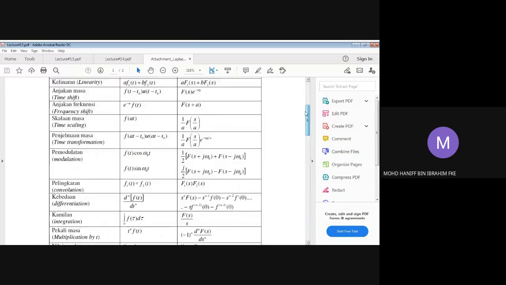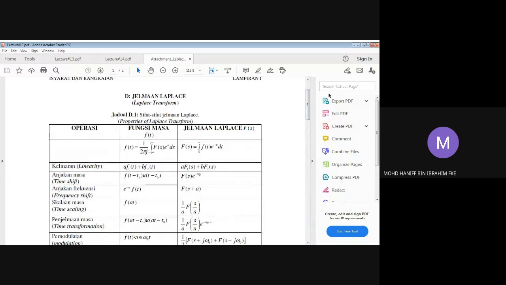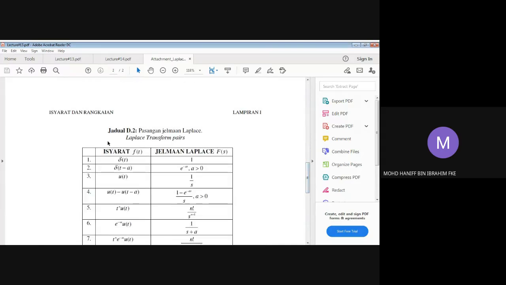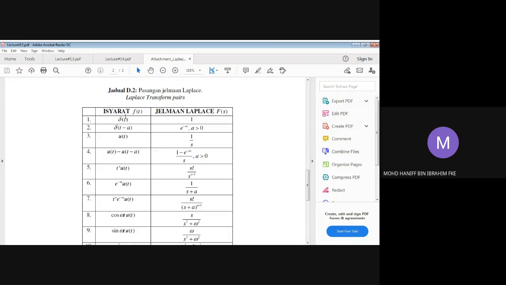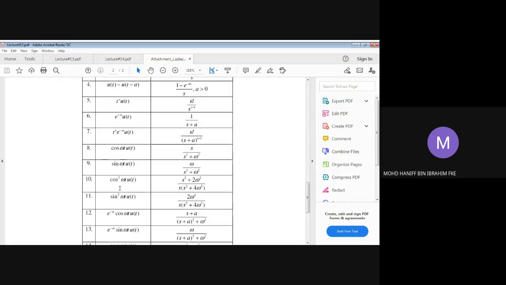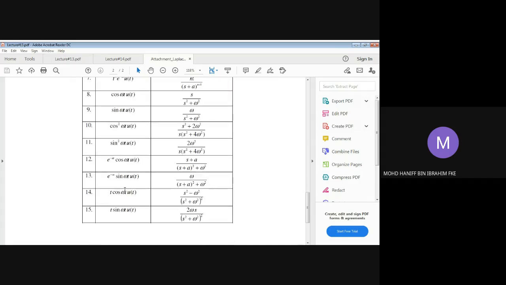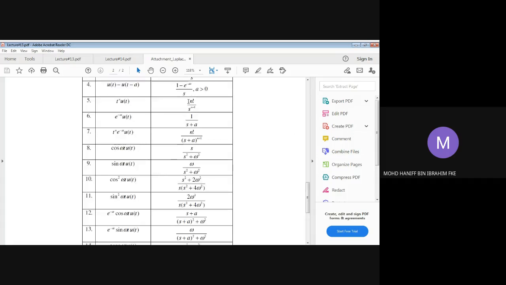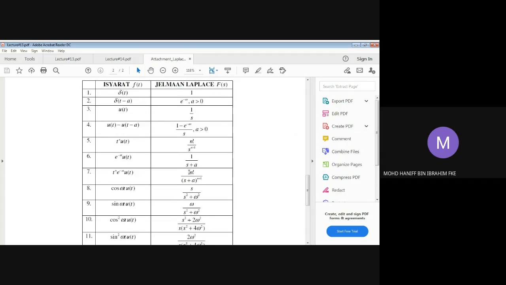We have two tables, two attachments here basically. The first one is the properties, and the second one is the functional transformation of Laplace, in which the second page gives the transformation for the respective signals. For instance, the left hand side here is the signals, f(t). We have the step function, the delta function, and the cosine function, and their respective Laplace transformation equations.